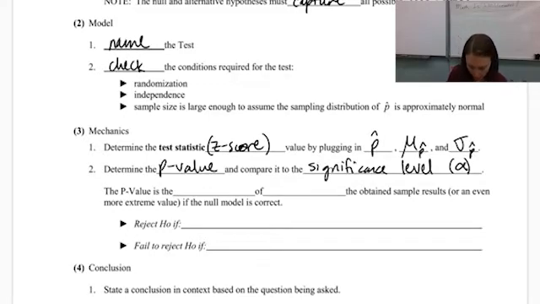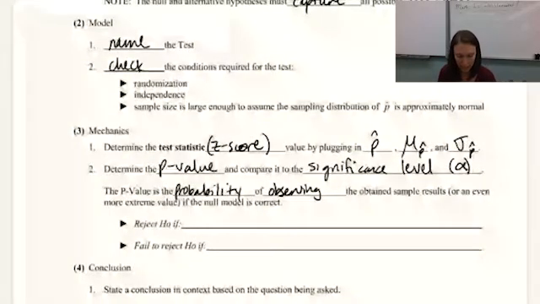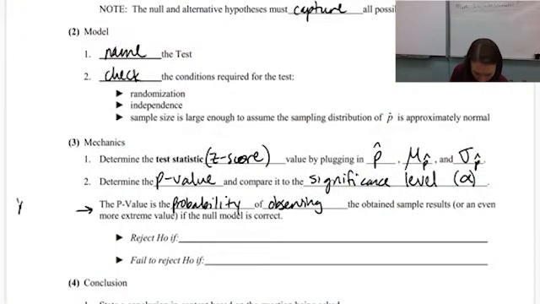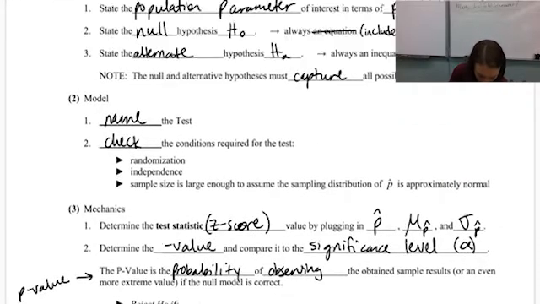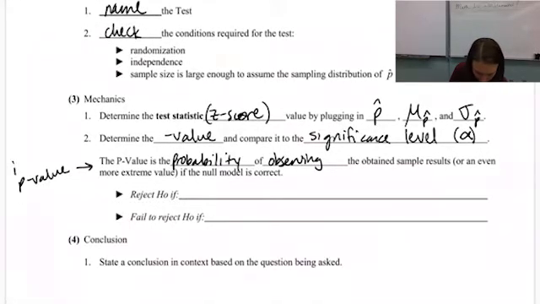The p-value is the probability of observing the obtained sample results or an even more extreme value if the null model is correct. By the way, if they want you to interpret the p-value, we're not talking about using the p-value to write our conclusion. We're going to do that a lot today.